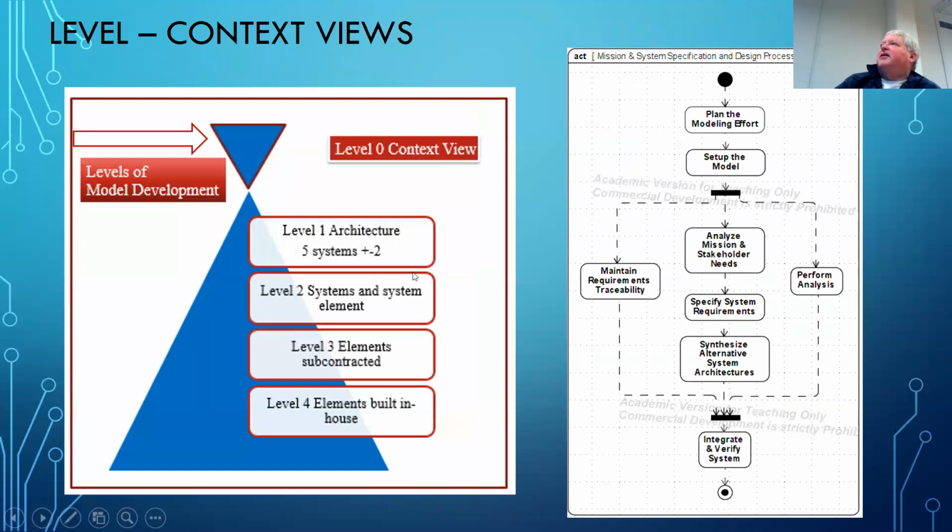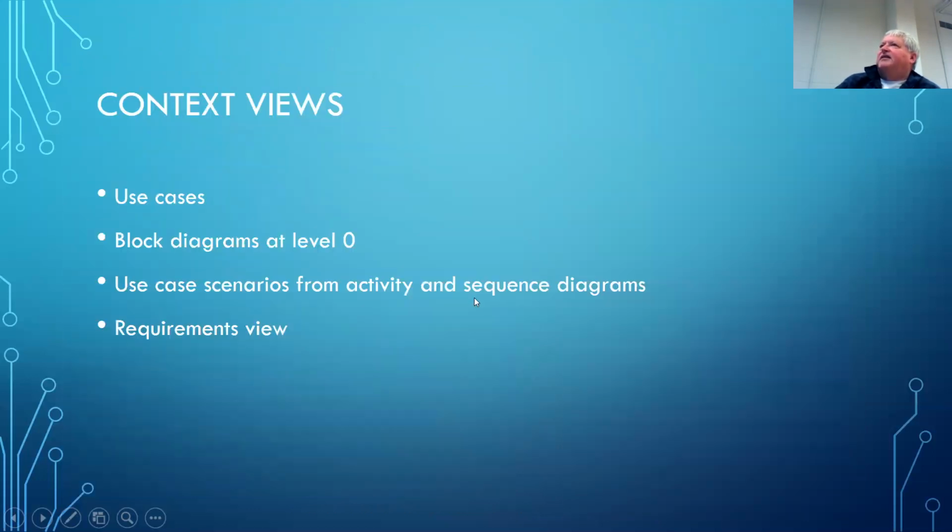Okay, so here we are developing at the context level, okay? So this is high level, this is your actual architecture down here, so your system. So let's not worry about that breakout quite yet. And so some of these diagrams are going to be really important in this process. Once you do these two things, you can start this analysis. So I'll step you through these procedures today, okay? So again, the context view is use cases, block diagrams at level 0, use case scenarios for activity and sequence diagrams, and reviewing your requirements.